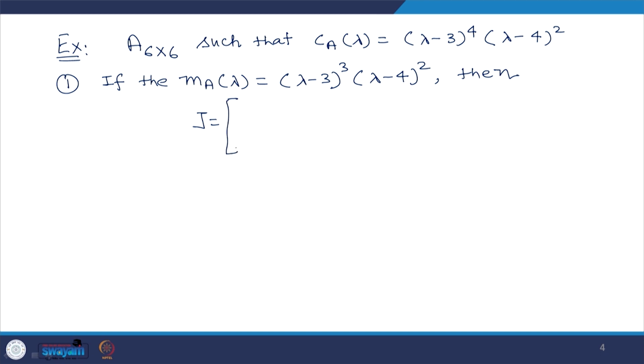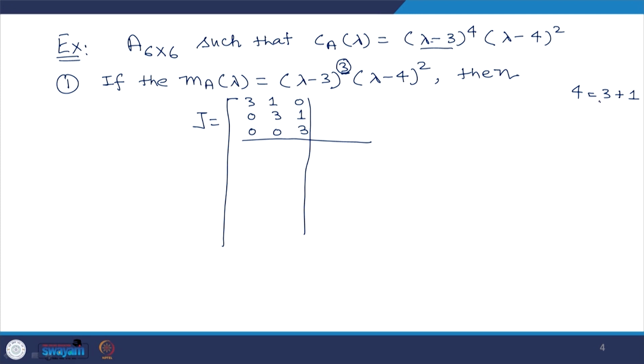So, let us try to write it. What is this telling me? The size of the largest Jordan block. The sum of the sizes of the Jordan blocks corresponding to lambda equals 3 is 4, out of which the largest Jordan block is of size 3. So, the only possibility left is another Jordan block of size 1. So, I can write here 3 1 0, 0 3 1, 0 0 3, that is one of the Jordan blocks, corresponding to this factor. Then another of size 1.